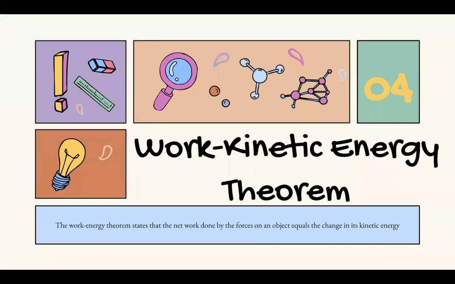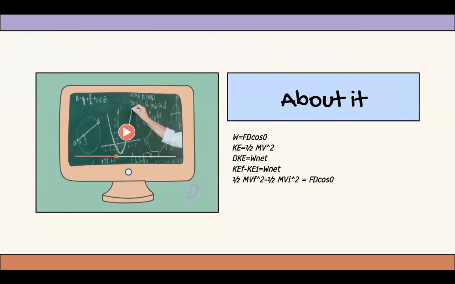And lastly, let's talk about the work kinetic energy theorem, which states that the net work done by the force on the object equals the change in its kinetic energy. And by that information, we can understand the equation delta kinetic energy equals W net. Now, we will simplify this equation by expanding the kinetic energy, which will give us kinetic energy final minus kinetic energy initial equals work net.